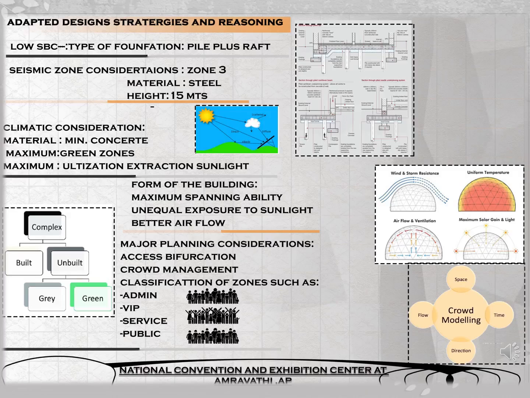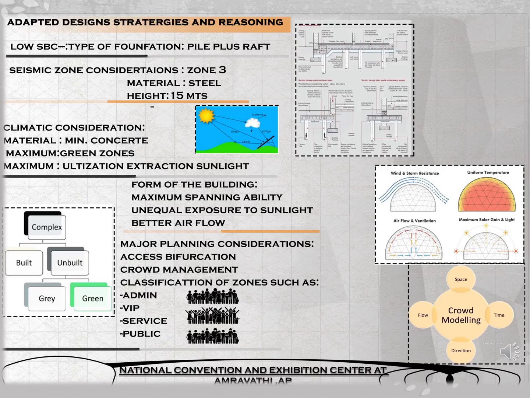This slide shows the adopted design strategies and the reasoning for the same. As mentioned earlier, since the SBC of the soil is low, the foundation would be pile plus slab foundation. Since the site lies in seismic zone 3, the material adopted is steel, with the height restriction of 15 meters. The climatic considerations are kept in mind, keeping the built and unbuilt ratio. Solar energy is the main resource present on the site, so utilization and extraction of this energy would be maximum.